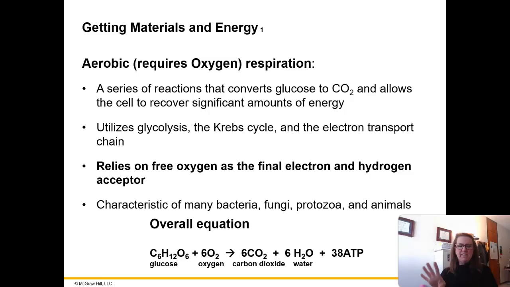But on the right-hand side, we have our products. So CO2, or carbon dioxide, and then water. So this is a balanced equation. The ATP, while it doesn't belong anywhere in our balanced equation, we do know that that process is going to yield the 38 ATP, so I put it there.